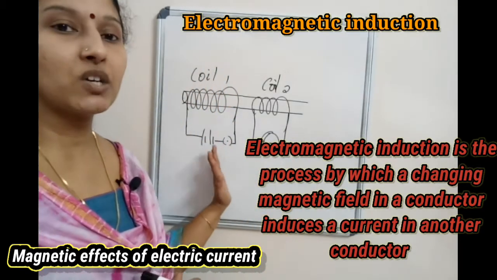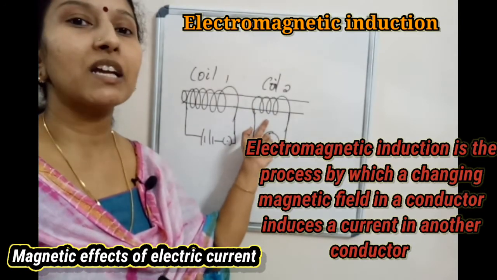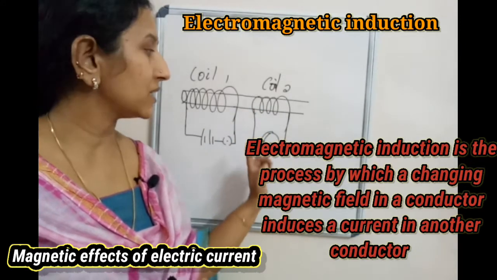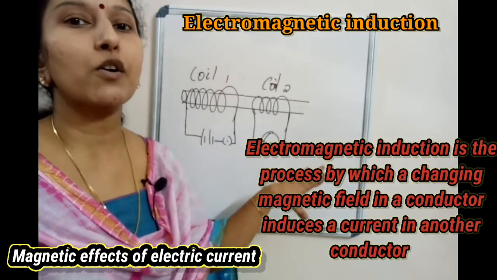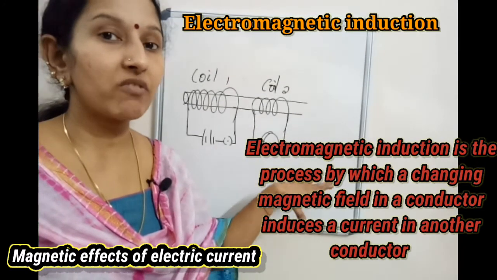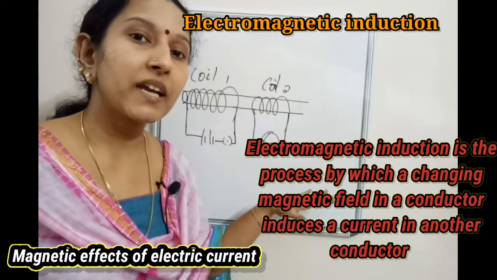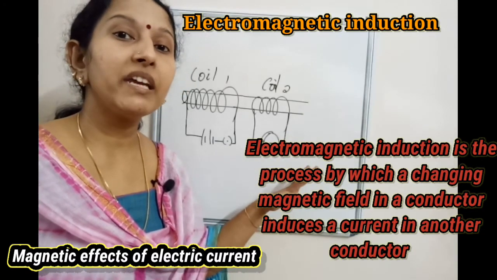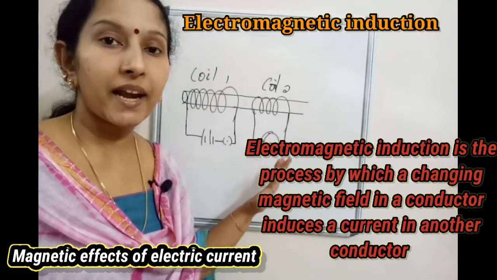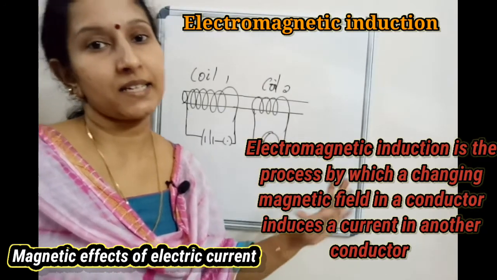So due to the change in the primary coil, there is change in the magnetic field of the secondary coil. That generates a current. That current is induced current. That process is electromagnetic induction. So definition-wise, electromagnetic induction is a process by which a changing magnetic field induces a current in another conductor.